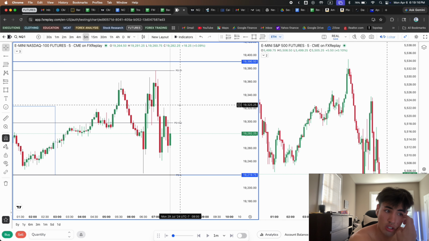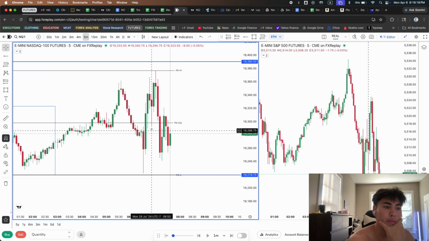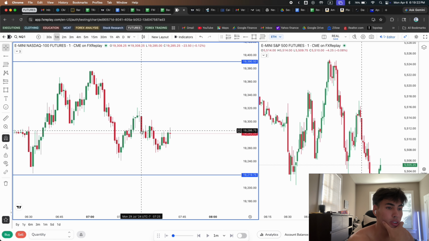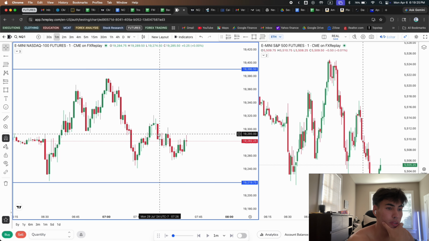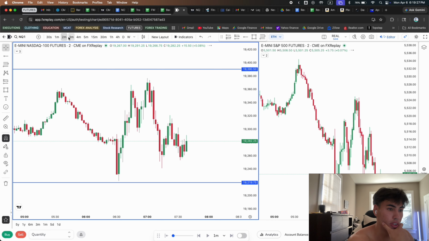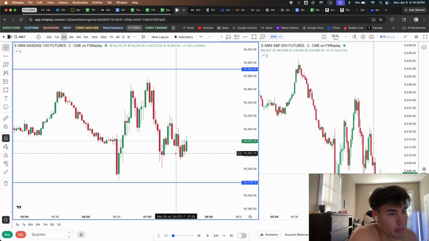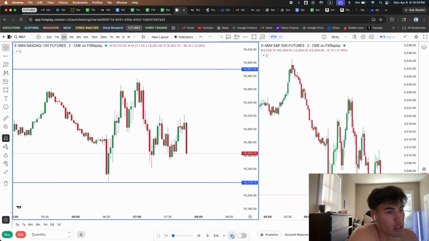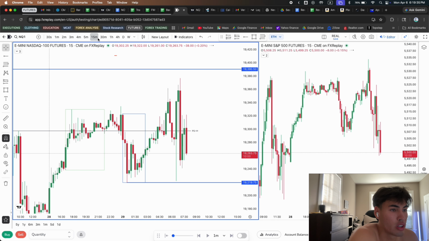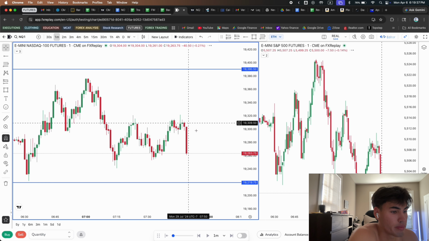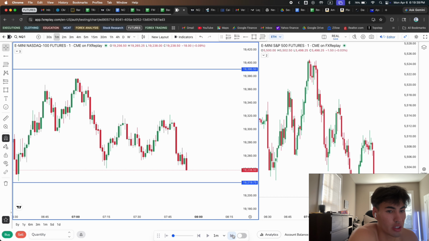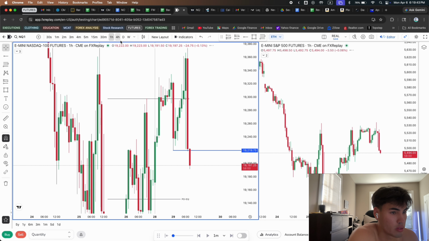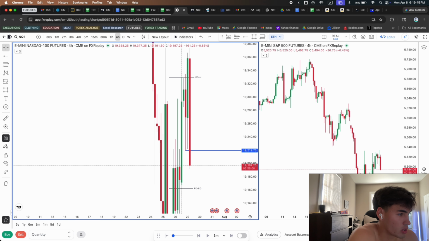Oh, actually, this would actually be not bad of a setup right here. I missed it, but you can enter off that displacing candle. Oh, actually, that was a nice setup. Well, let's see if it plays out. I guess not. Yeah, eventually we should take that out, but I don't think we're gonna get an entry. Okay, next session.